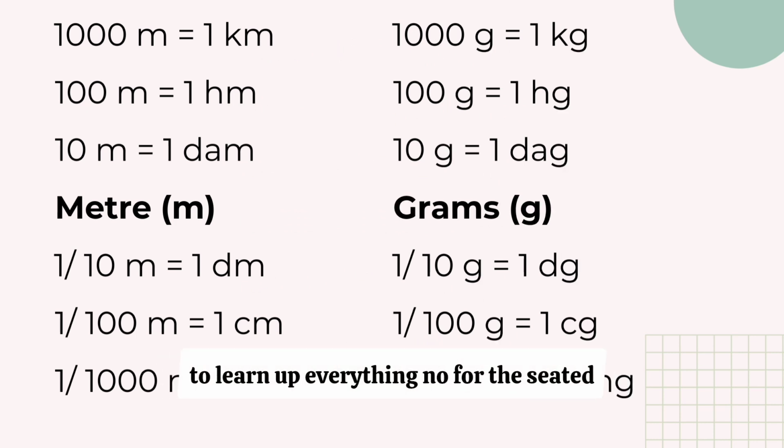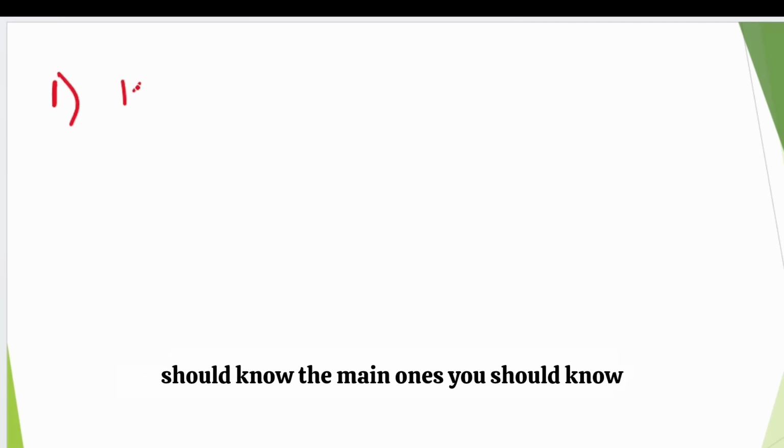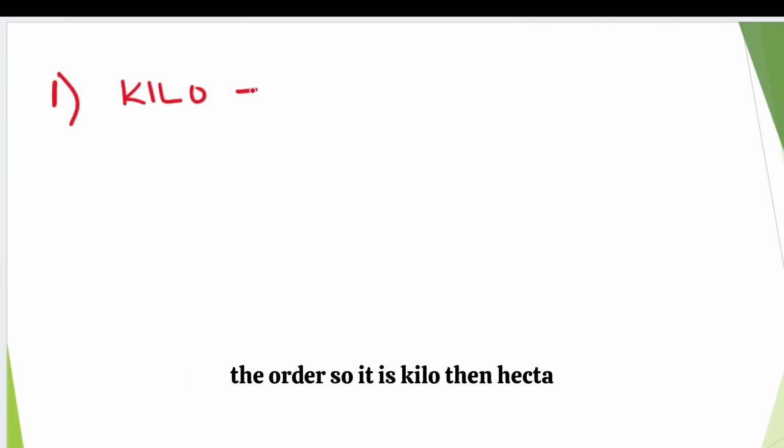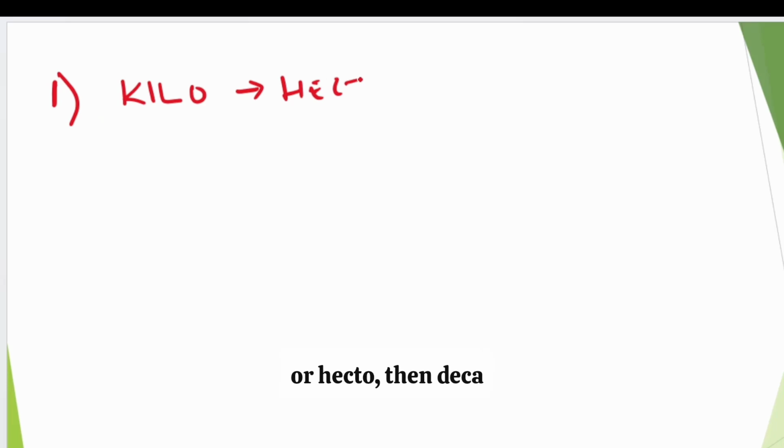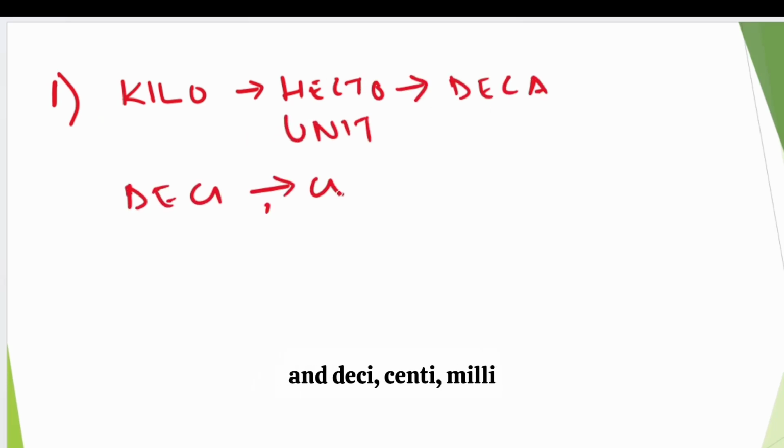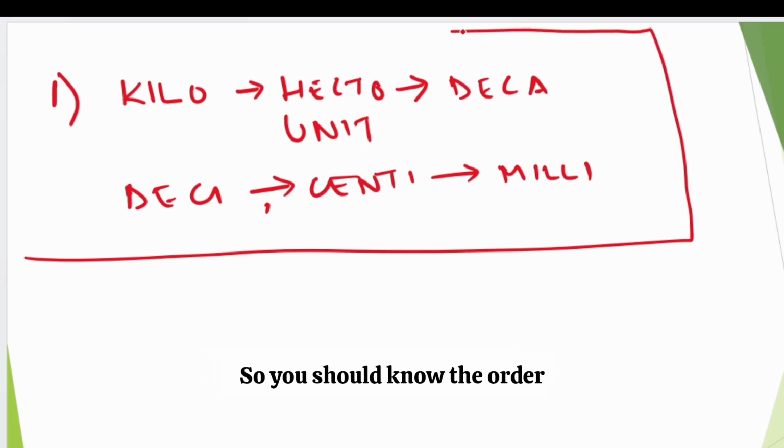No. For the CTET, you have to learn two things. One is you should know the main ones. You should know the order. So it is kilo, then hecta or hecto, then deca, then the unit out here, and deci, centi, milli. So you should know the order and you should know the names.